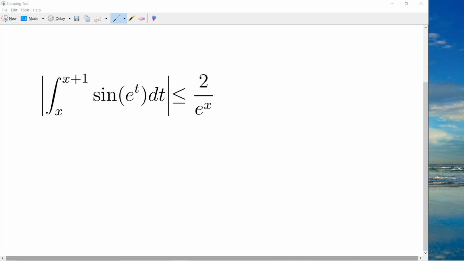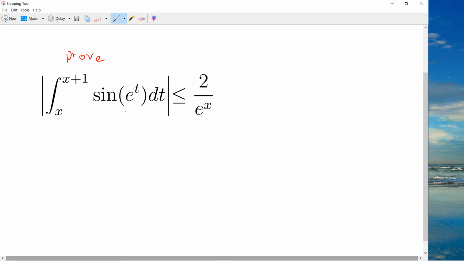So this video is just trying to prove this problem. Basically, if you can see, it's an advanced analysis problem. Okay, so the integral of sine of e^t dt from x to x plus 1, take the absolute value, will be less than 2 divided by e^x.